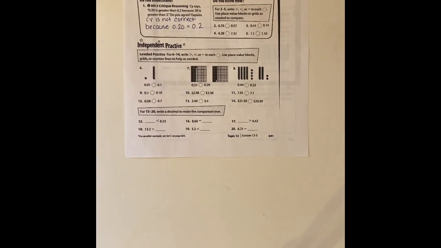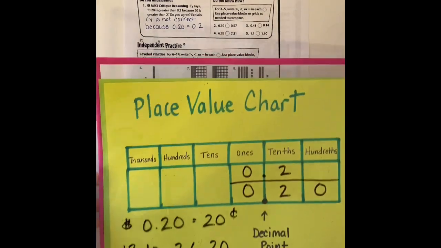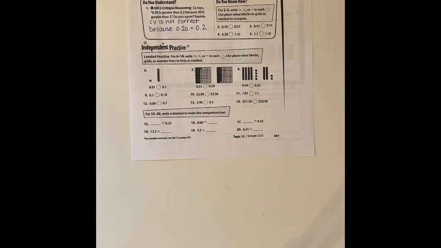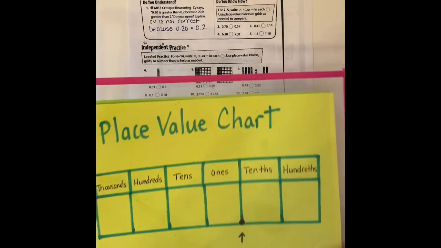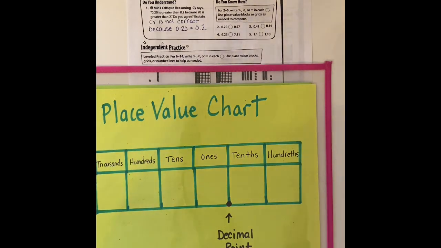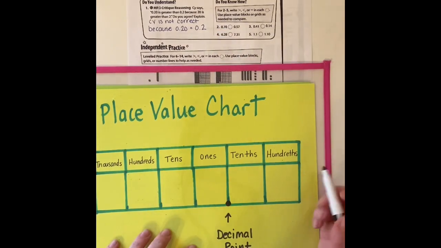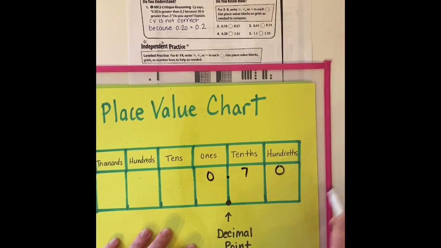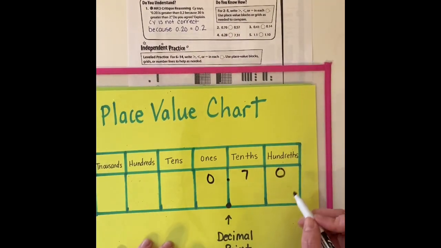For number 2 through 5, I'm going to be using my place value chart for them, just because for me it's a little bit easier to compare. So we're comparing, especially because they try to trick you sometimes. So we're comparing 0 and 70 hundredths to 0 and 57 hundredths.